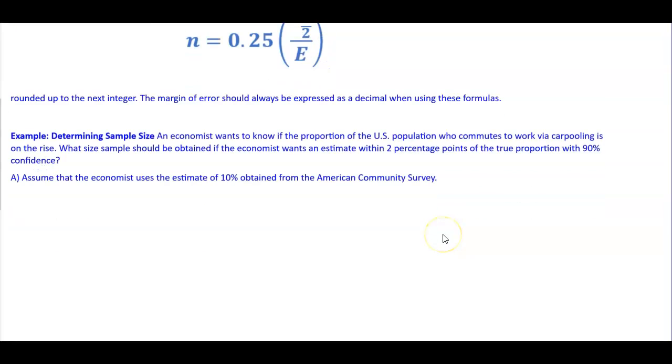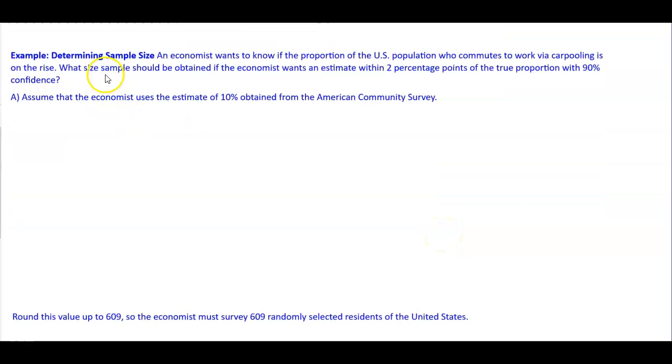Now let's take a look at an example. Determining the sample size. An economist wants to know if the proportion of the U.S. population who commutes to work via carpooling is on the rise. What size sample should be obtained if the economist wants an estimate within 2 percentage points of the true proportion with 90% confidence?